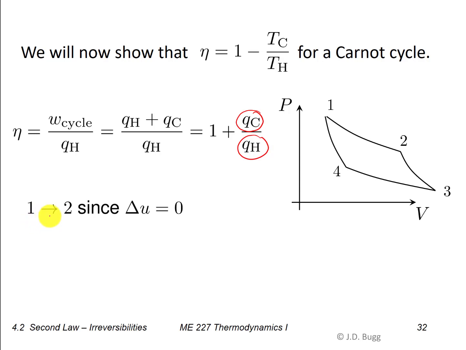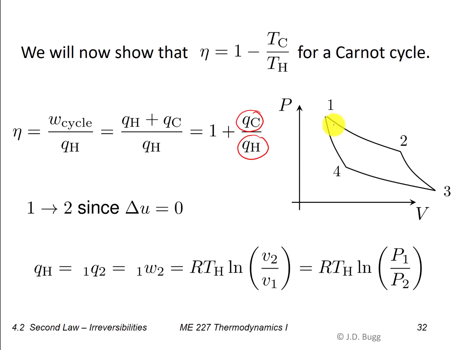Well, the process from 1 to 2, remember, is a constant temperature process. So its delta U is equal to 0. Therefore, the heat transfer is equal to the work transfer. Remember, Q minus W is delta U. If delta U is 0, Q equals W. So for 1 to 2, Q equals W. So we can figure out what Q is by looking at W. And that's what we're doing in this line.